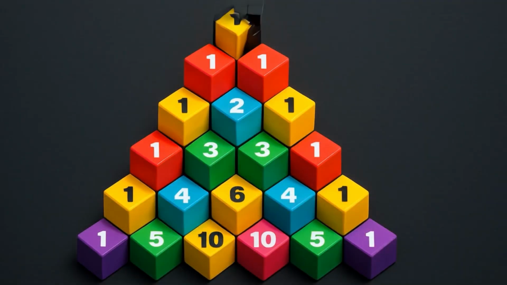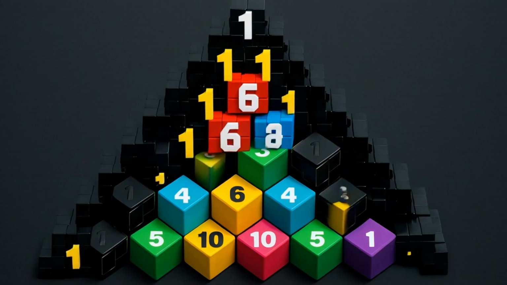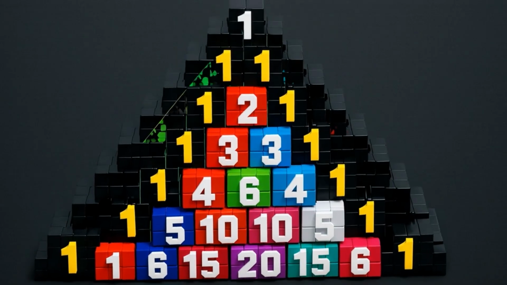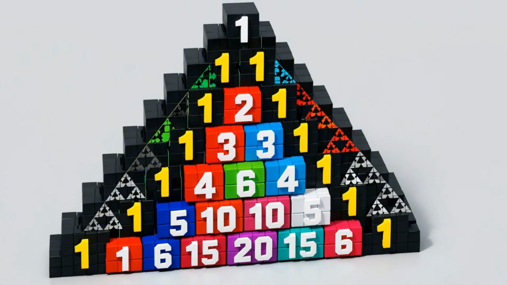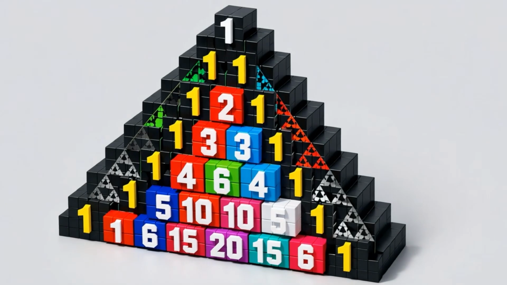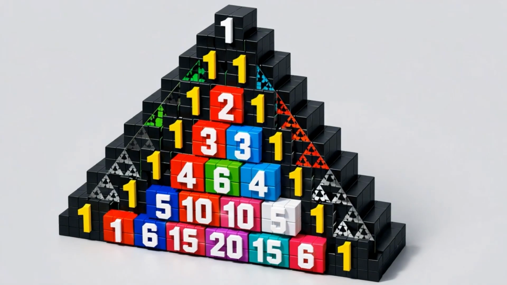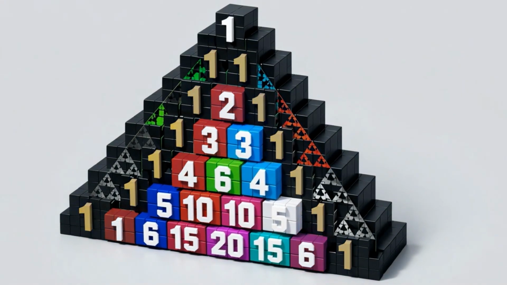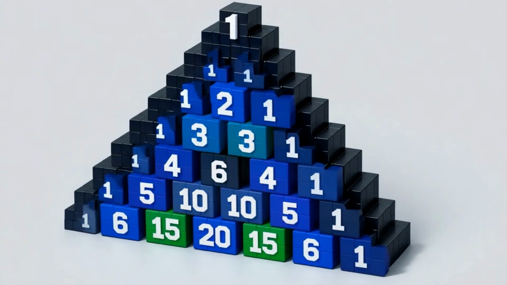You have probably seen this triangle before. A triangular arrangement of numbers that almost looks like a simple pile of digits. But this is far from an ordinary triangle. In fact, it is a mathematical treasure chest.